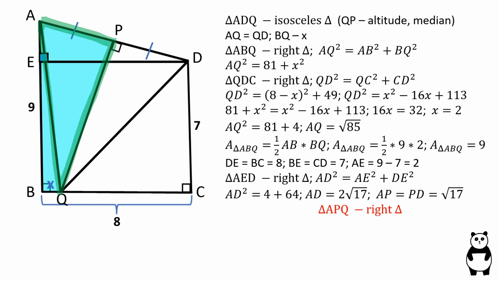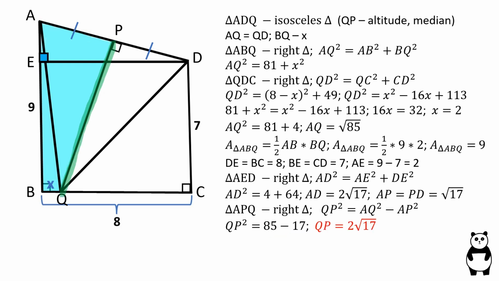Triangle APQ is a right triangle. By the Pythagorean theorem, QP squared is equal to AQ squared minus AP squared. Let's sub in the values. QP is equal to 2 square roots of 17.